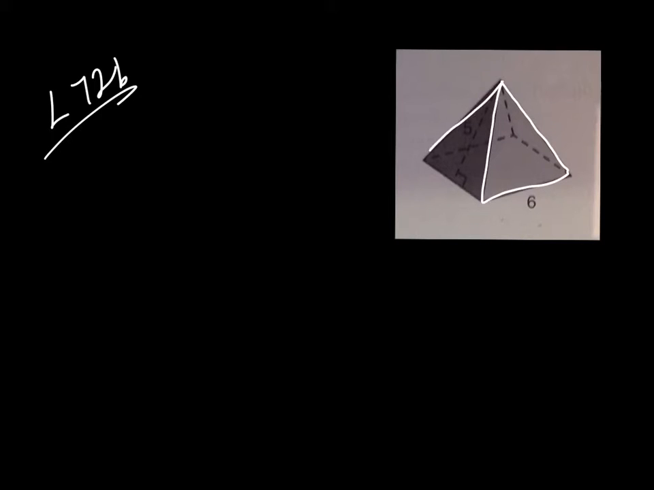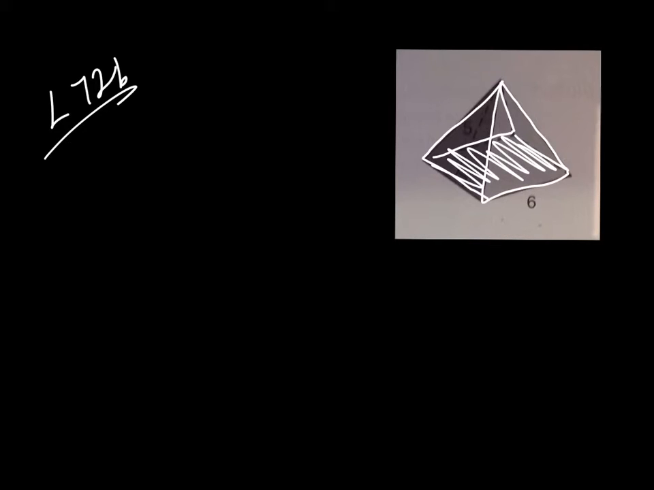So this is lesson 72B in Algebra 1. We're going to talk about surface area of pyramids right now. And what we're looking at is, let's say we're going to make that pyramid and we want to know how much cardboard it's going to make that. So we're going to have to find the area of each one of these pieces here and add them up, and then take the area of the base and add that to that.